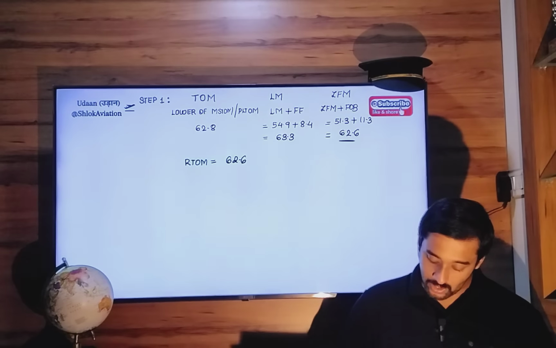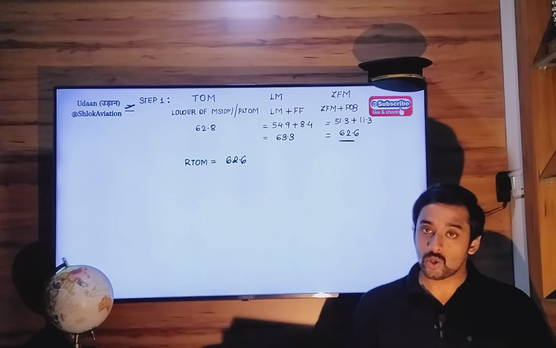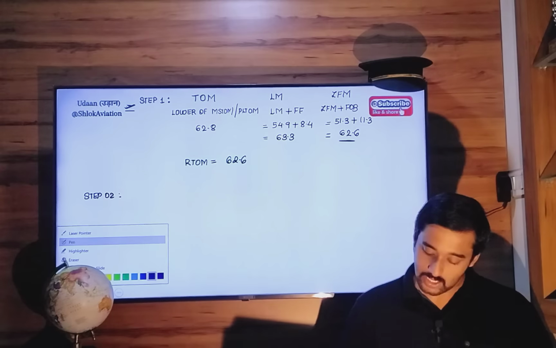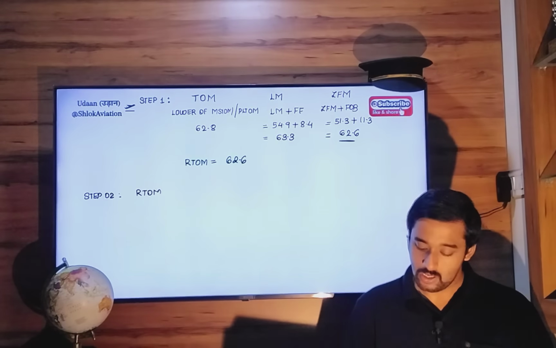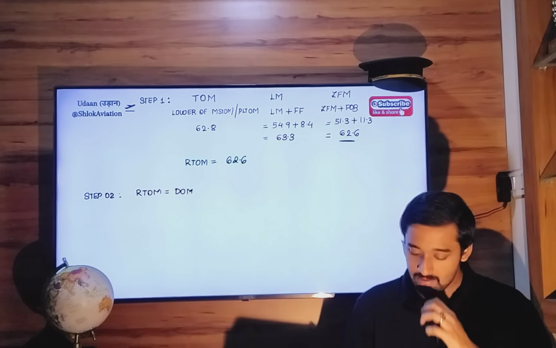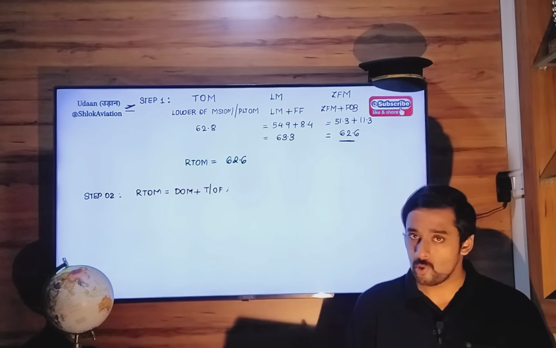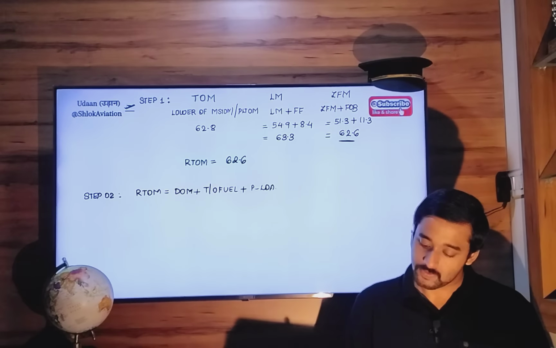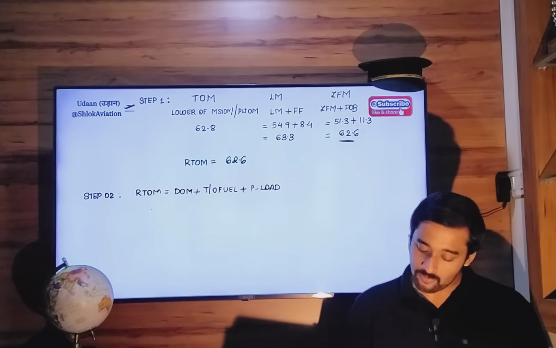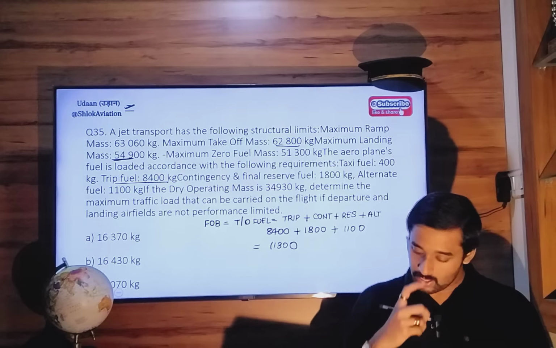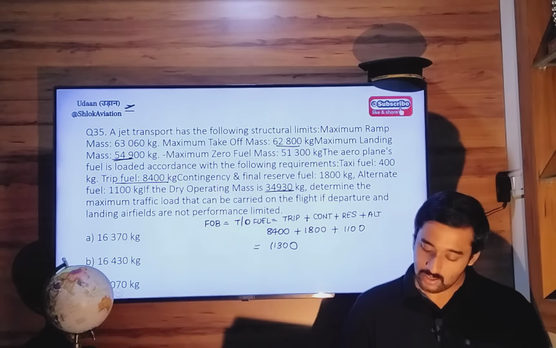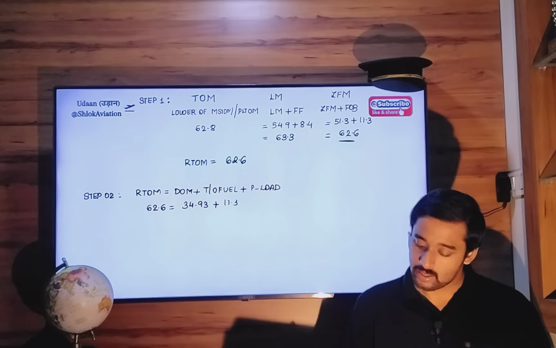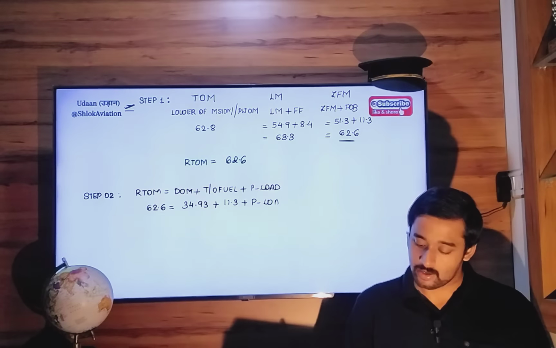Next, step number 2. Step number 2 is use direct formula, which is regulated takeoff mass equals dry operating mass plus takeoff fuel or fuel on board plus payload. Now what is regulated takeoff mass? 62.6. Dry operating mass is 34,930 or 34.93. Takeoff fuel is 11.3. Payload is what we have to find out.